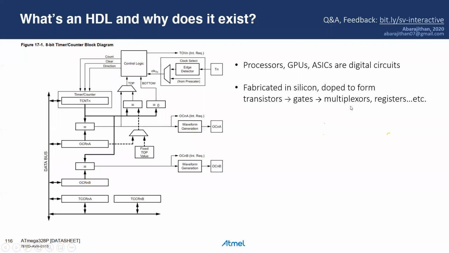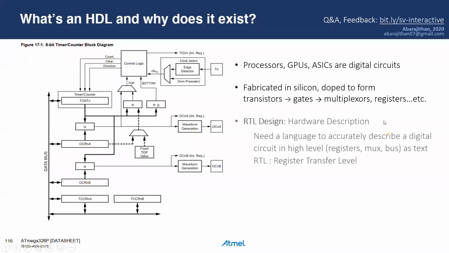So what are digital circuits? They are fabricated in silicon, and silicon is doped to form transistors. Transistors together form logic gates, and logic gates together form multiplexers and registers and everything. So these multiplexers are implemented as a bunch of logic gates, and the logic gates are implemented as transistors in actual silicon, right?